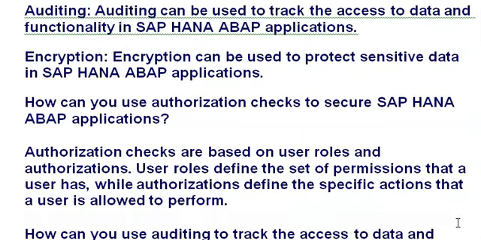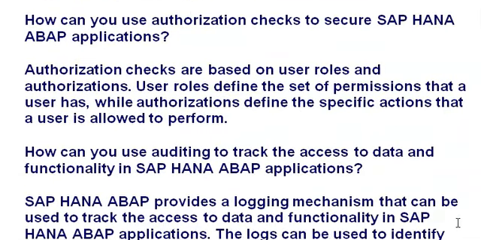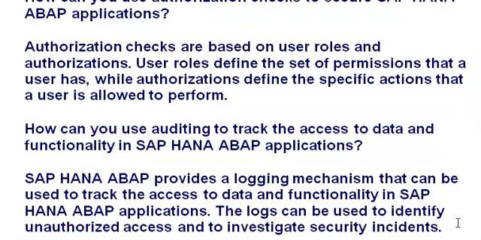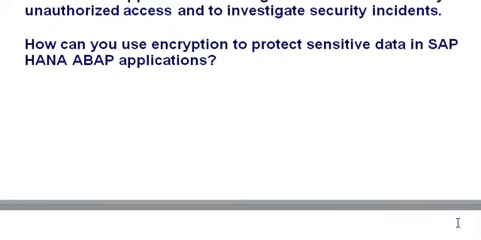So how can you use authorization checks to secure SAP HANA applications? Now, authorization checks are based on user roles and authorizations. User roles define the set of permissions that a user has, while authorizations define the specific actions that a user is allowed to perform.